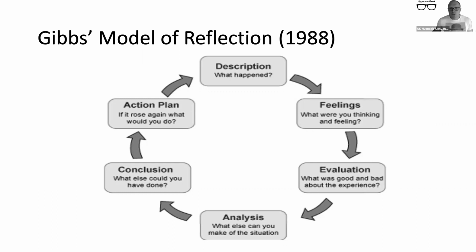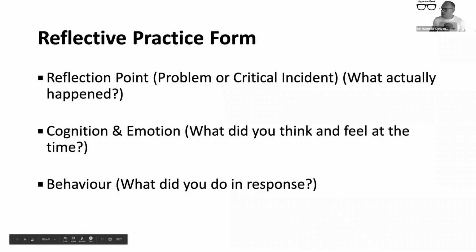So my own reflective practice form that I use for self-reflection as well goes something like this, and I'll just put the slides up. It's very similar to the Gibbs model, and the reason I'm showing you the Gibbs model is because I'm so fond of it. So the reflection point: what actually happened, was there a problem or a critical incident, for example? And then jotting down and being aware of the cognitions I had, the emotion, so what did I think and feel at that point that I'm reflecting upon? What did I do? What were my behaviors? What were my actions, for example?